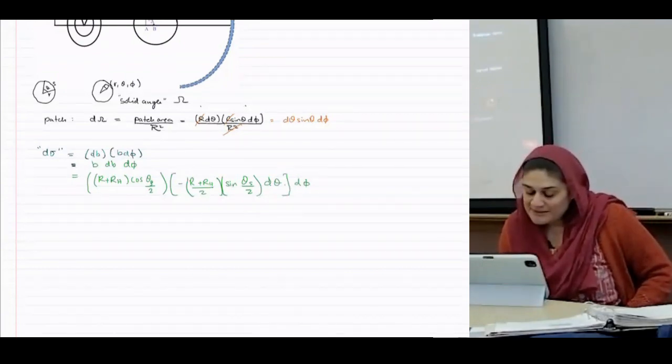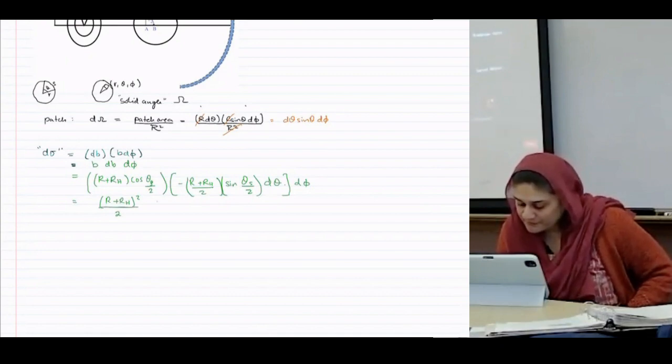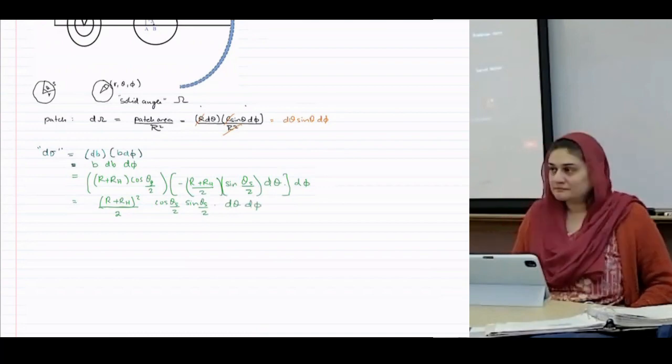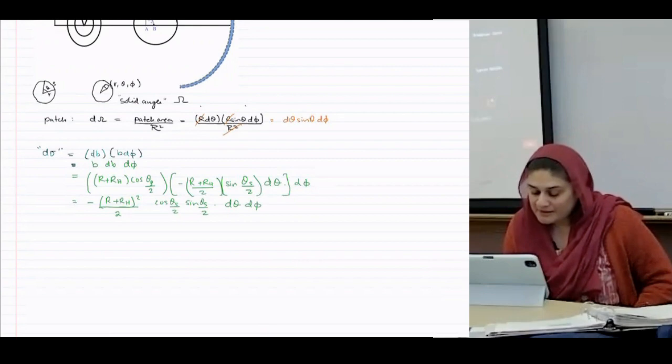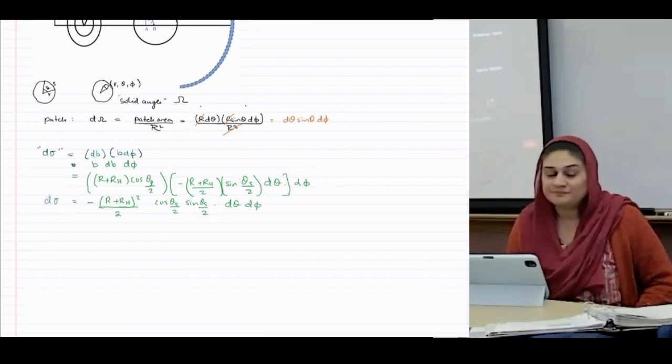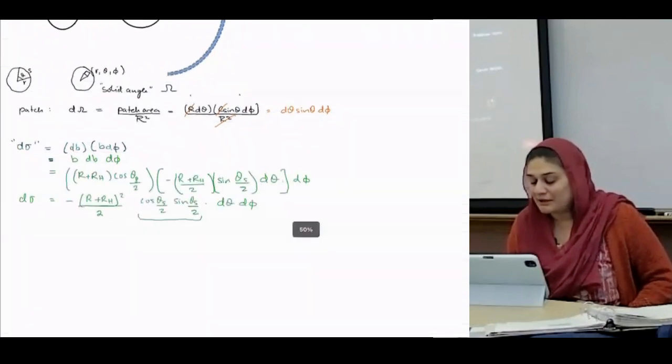So will this simplify to R plus RH squared divided by 2? Remember the 2 is on its own. Cosine theta s over 2 sine theta s over 2 d theta d phi. Oh, there's a minus sign. Thank you. And that's d sigma. Can I combine these together somehow? Does trig allow me to do that?